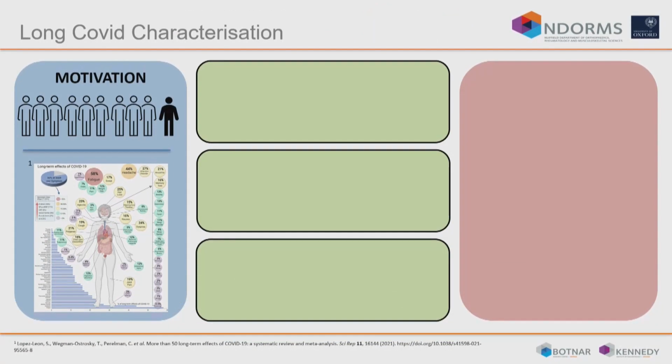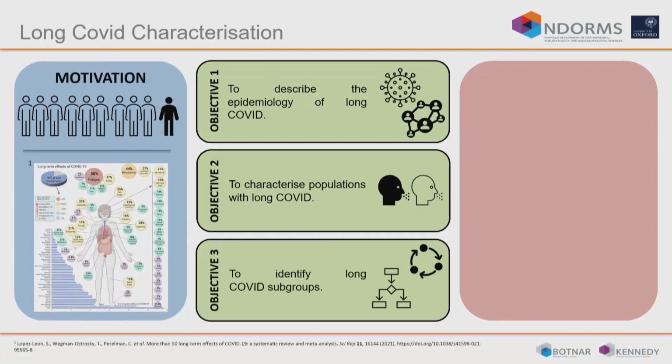So we had 3 objectives during the Study-A-Thon. The first one was to describe the epidemiology of long COVID. Here, Frank has a very nice poster, number 75. Then we had a second objective that was to characterize the populations of long COVID. We had a very nice shiny app. We worked to characterize all the different individuals who presented different symptoms. And what I'm presenting today is objective 3, which was to identify the long COVID subgroups.